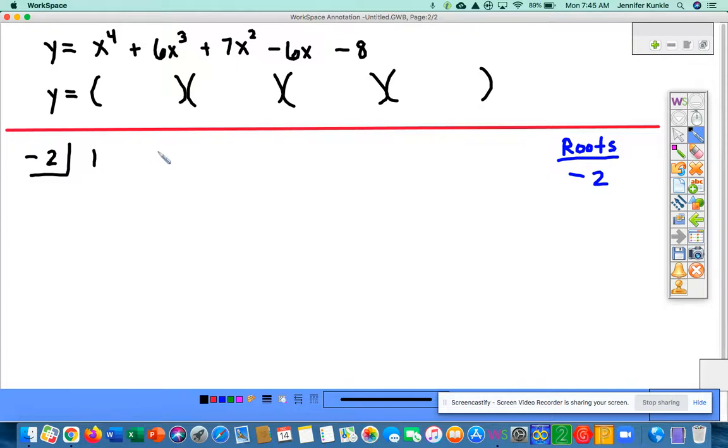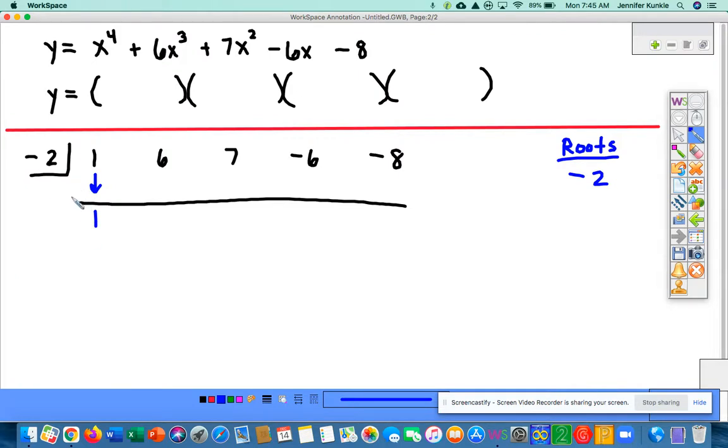So we've got 1, 6, 7, -6, and -8. And we know this is a root. I'm positive that it is. So we should end up with a 0 here, but let's go ahead and work through this so that we can break this down into a little bit smaller. So remember, this comes straight down. So we just have a 1 down there. We're going to multiply these two together.